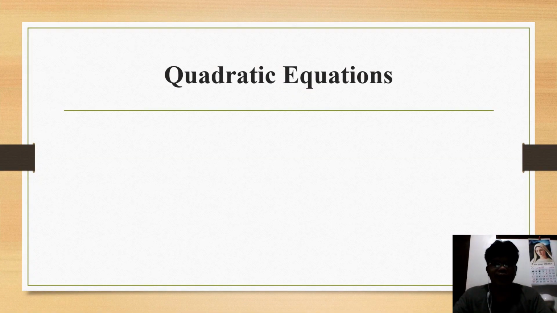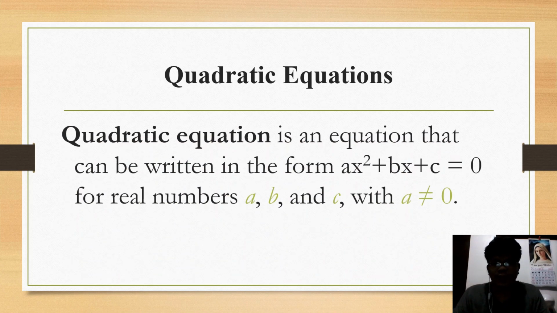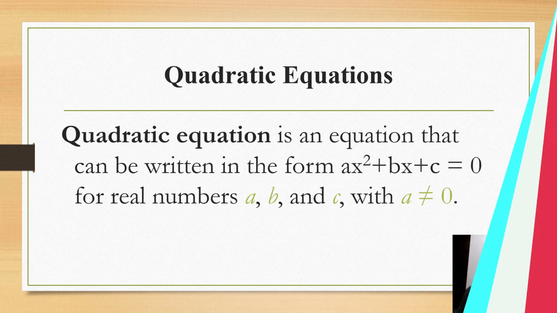To start with, let us recall the definition of quadratic equation. What is a quadratic equation? A quadratic equation is a second degree equation, or it is an equation in the form of ax squared plus bx plus c equals 0, wherein the value of a, the value of b, and the value of c are all real numbers, and the value of a is not equal to 0. Why? Because if the value of a becomes 0, then the equation is said to be a linear equation.